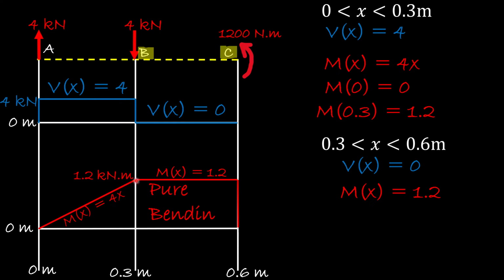Because this is constant, between B and C, we have pure bending. So for us to find the maximum compressive and tensile stress, we will use the value of moment to be 1,200 Newton times meter.